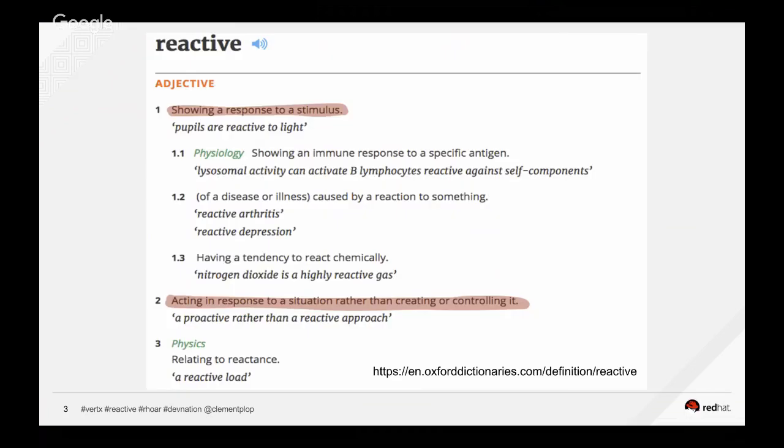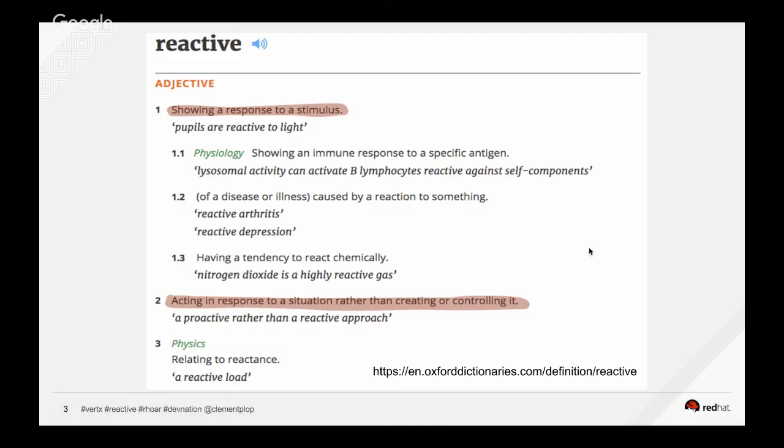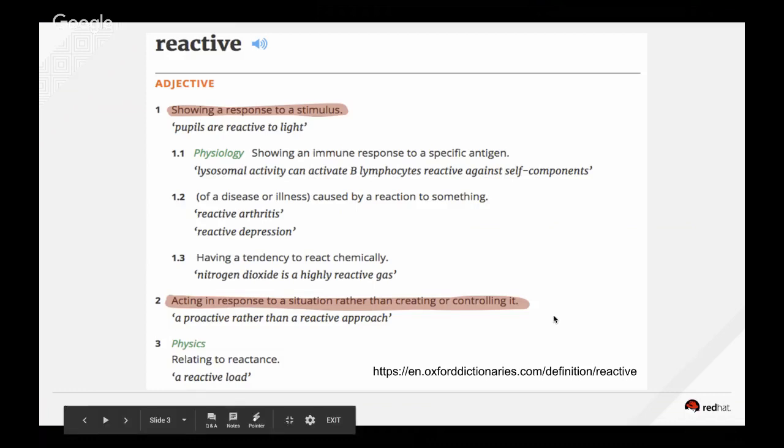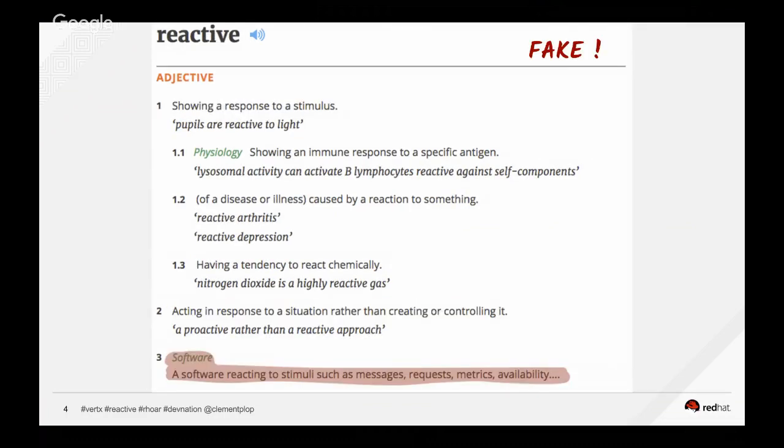So let's have a look at the dictionary. If you go to the Oxford Dictionary and search for reactive, you will find this. Reactive means that you are showing a response to a stimulus. And there is a second definition here, which says that you are acting in response to a situation rather than creating and controlling it. So if we take those two definitions and we want to say what a reactive software is, we can come up with this. A reactive software is a software reacting to stimuli such as messages, requests, metrics, availability, or anything.